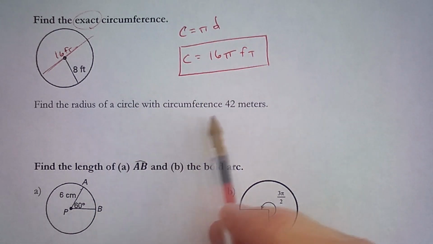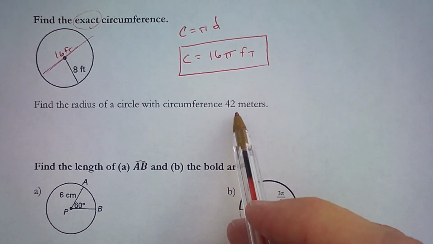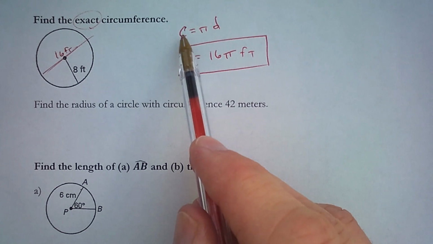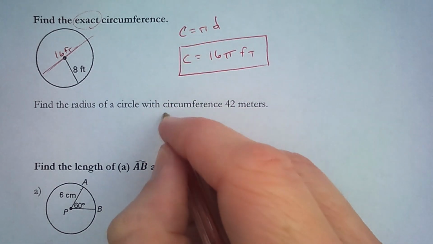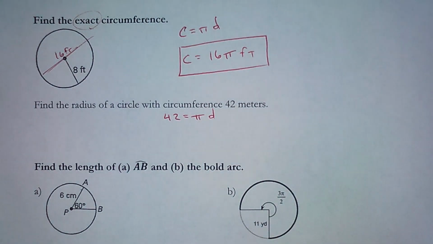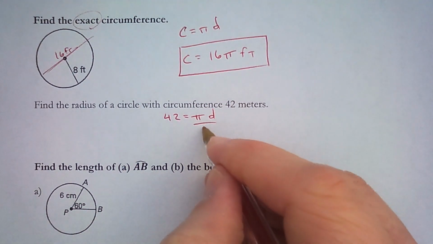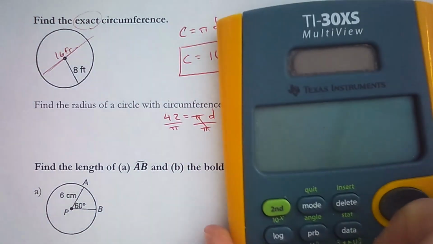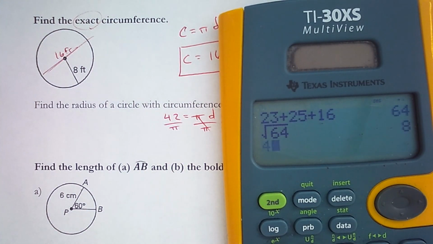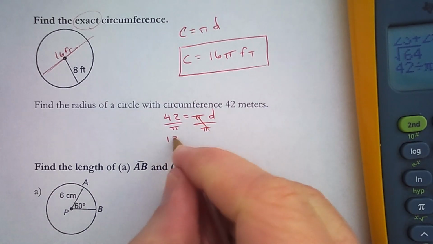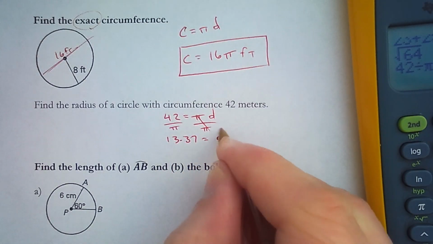Find the radius of a circle with a circumference of 42 meters. So we're going to use this same formula here, but now we know the circumference. So here we're going to put a 42. So 42 equals pi times diameter. Okay, so to get the diameter, we can divide both sides by pi. So we have 42 divided by pi, and that is 13.37. And that is the diameter.